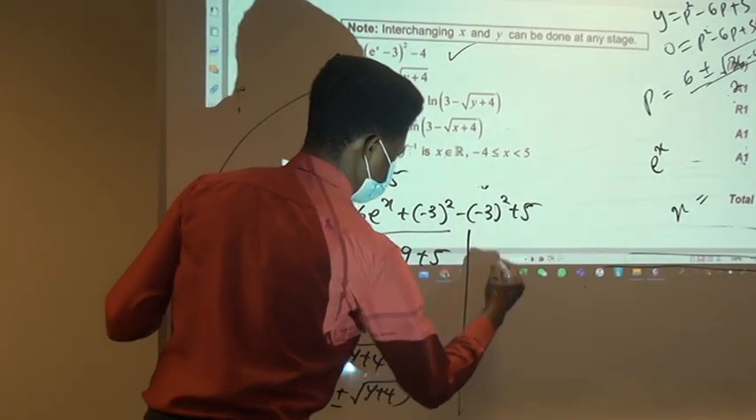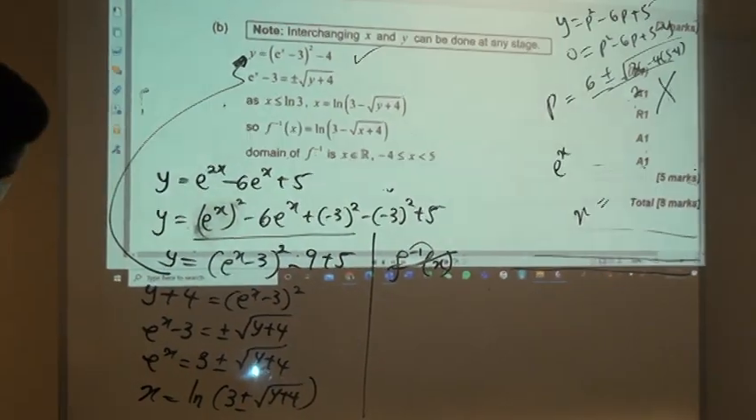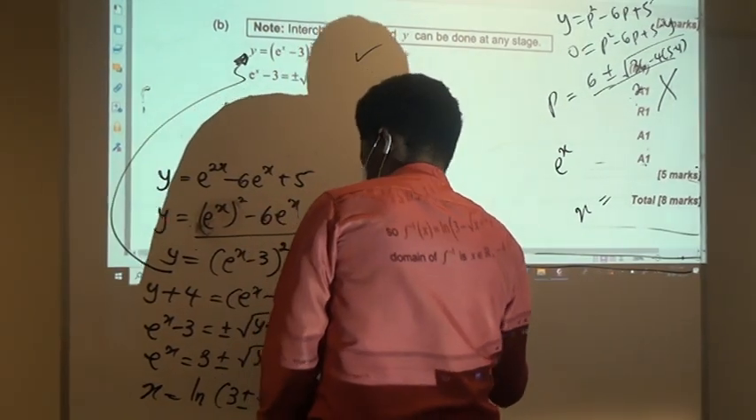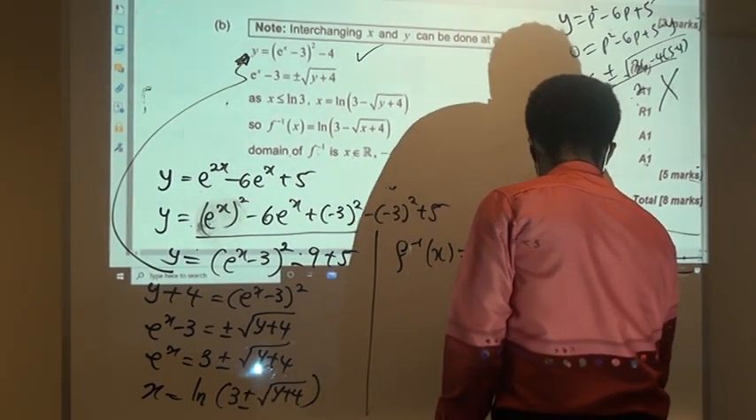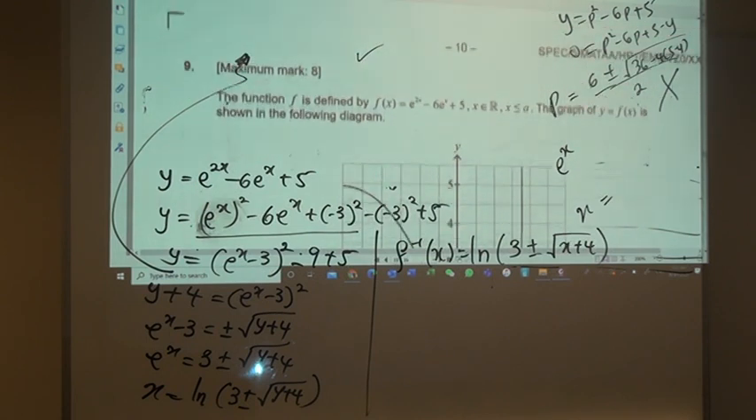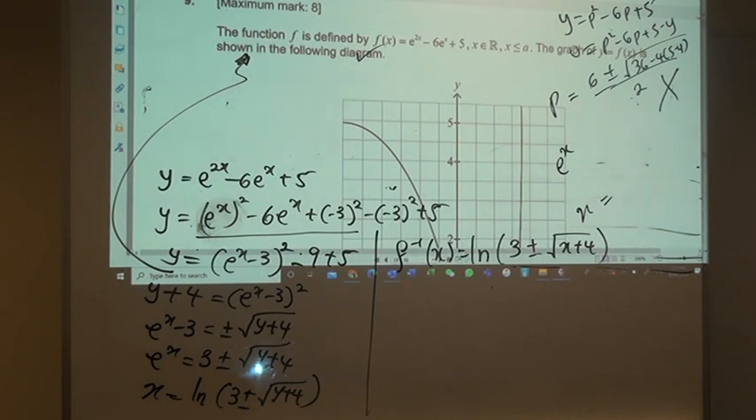So which means our inverse function, okay, I think we can, before we do the inverse function, oh yeah, maybe we should. Right. f inverse of x is equal to the natural log of 3 plus or minus the square root of x plus 4, right? But we know something in the question. Your x is less than or equal to a, and your a is ln 3. Is that not? Okay, so let's see.